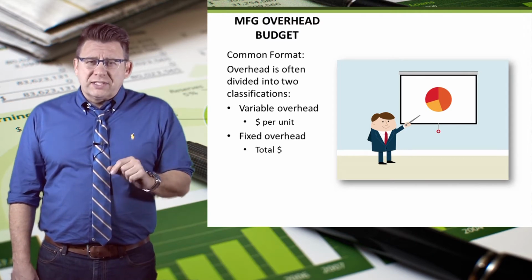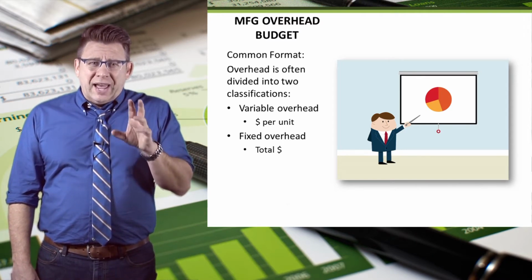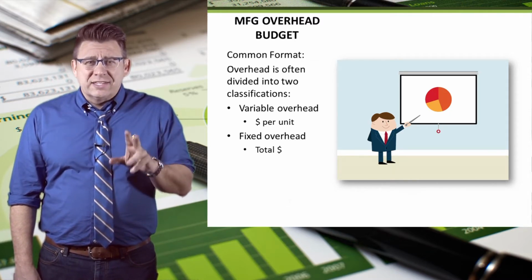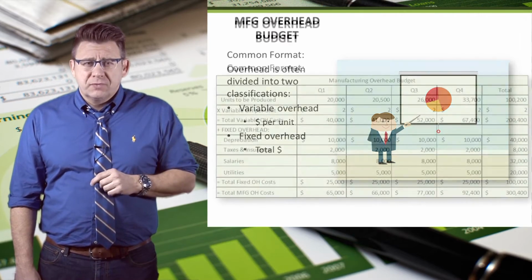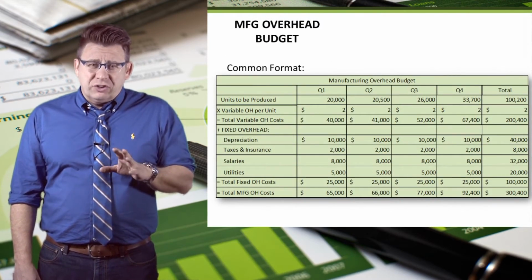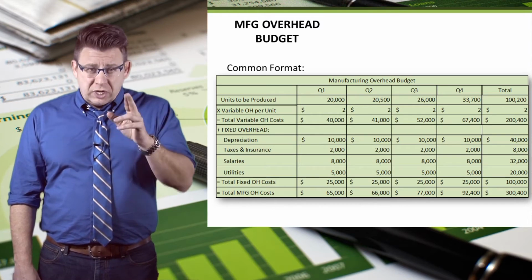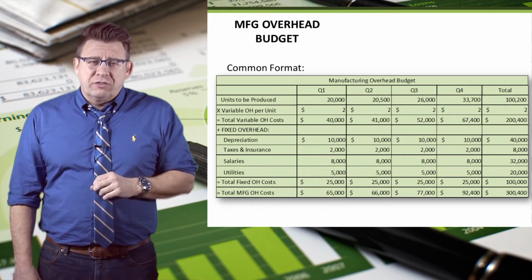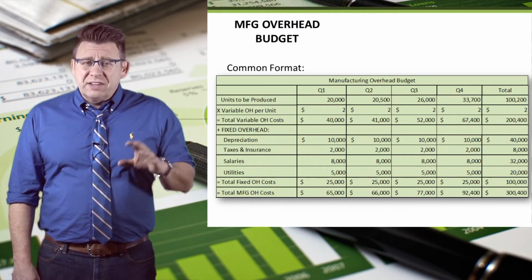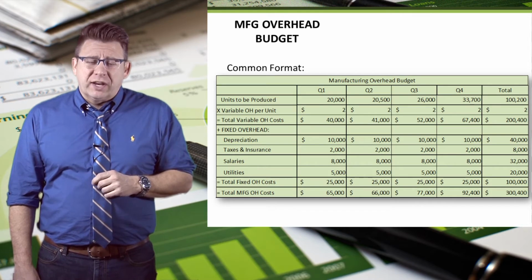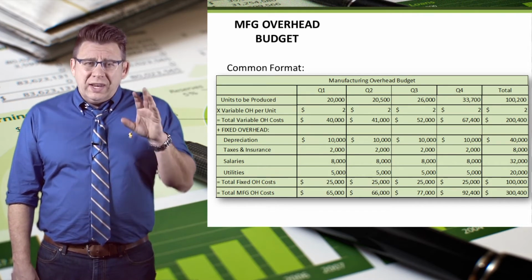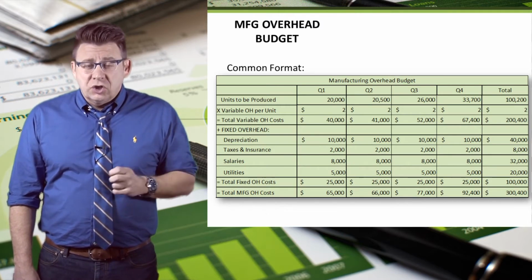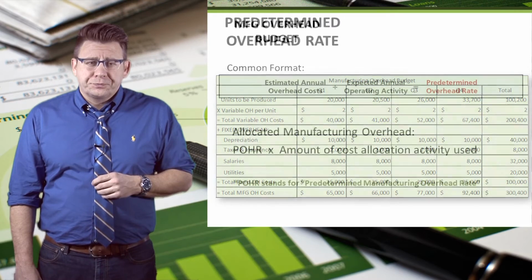Recall that variable costs are shown as per unit costs, whereas fixed costs are shown as total costs. So the manufacturing overhead budget takes the units produced, which comes from the production budget, and multiplies that by the variable manufacturing overhead per unit. This gives us total variable manufacturing overhead costs. We next add the fixed manufacturing overhead cost to that to arrive at total manufacturing overhead costs.